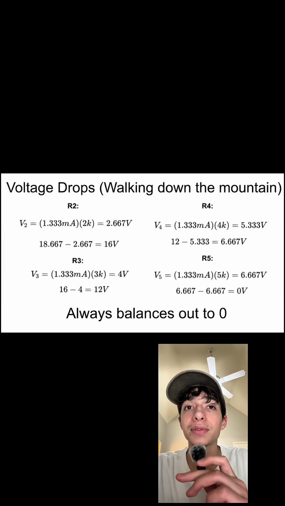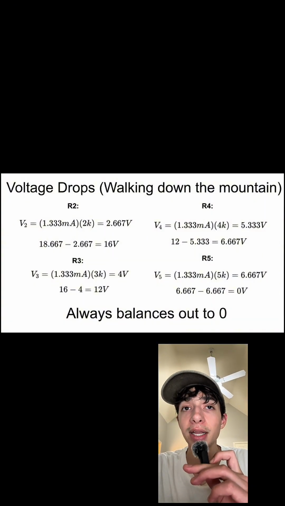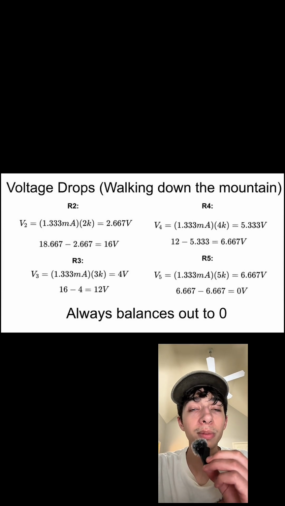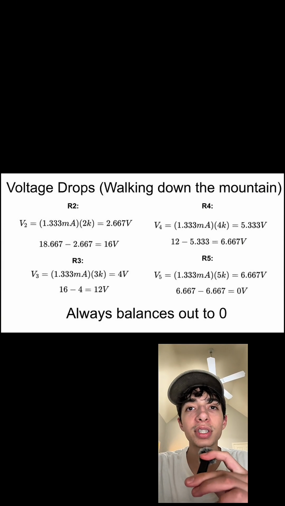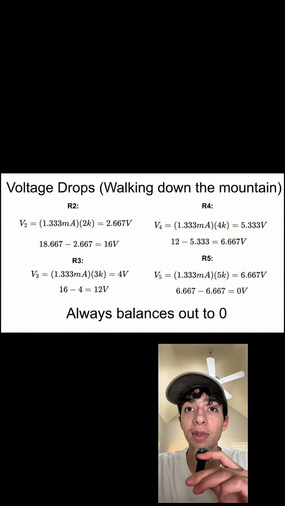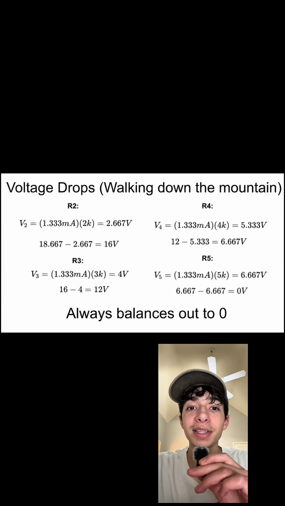Resistor 2 drops about 2.6 repeating, being only 2 kilo ohms. Resistor 3 is 3 kilo ohms, drops about 4 volts. Resistor 4, being 4 kilo ohms, drops 5.3 repeating, and resistor 5, the largest of them all, drops the largest amount of volts, 6.6 repeating. And notice it balances out to 0. All the voltage has been accounted for across all of our resistors.